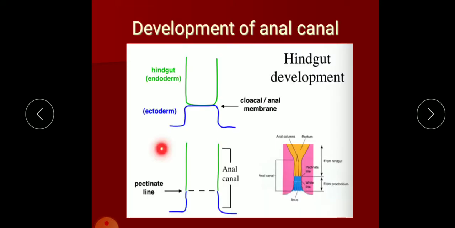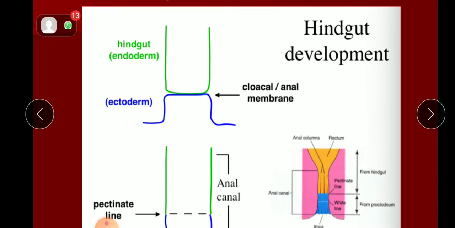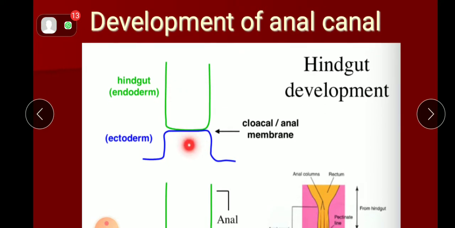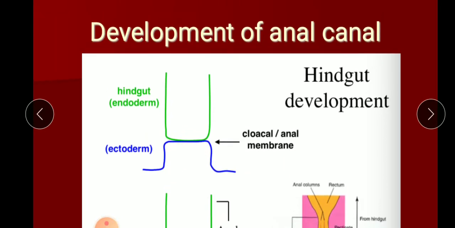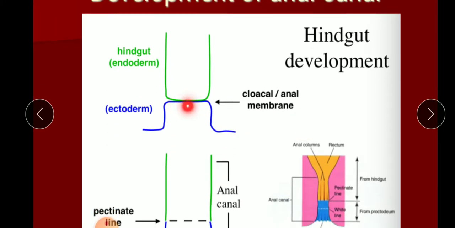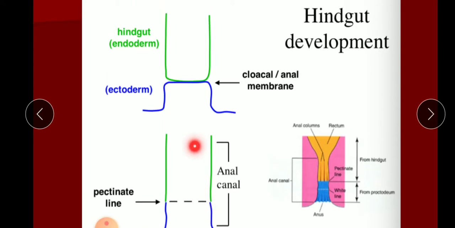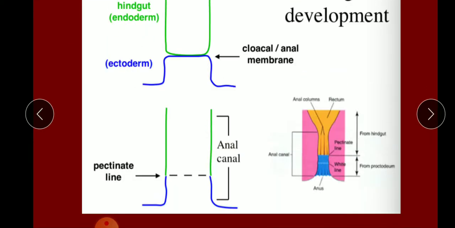So look at that. This is the anal canal development. The upper part till the pectinate line is endodermal. The lower part below the pectinate line is ectodermal. At the line of communication, you find the anal membrane. Later the anal membrane ruptures, and the GIT is of course communicating with the exterior.